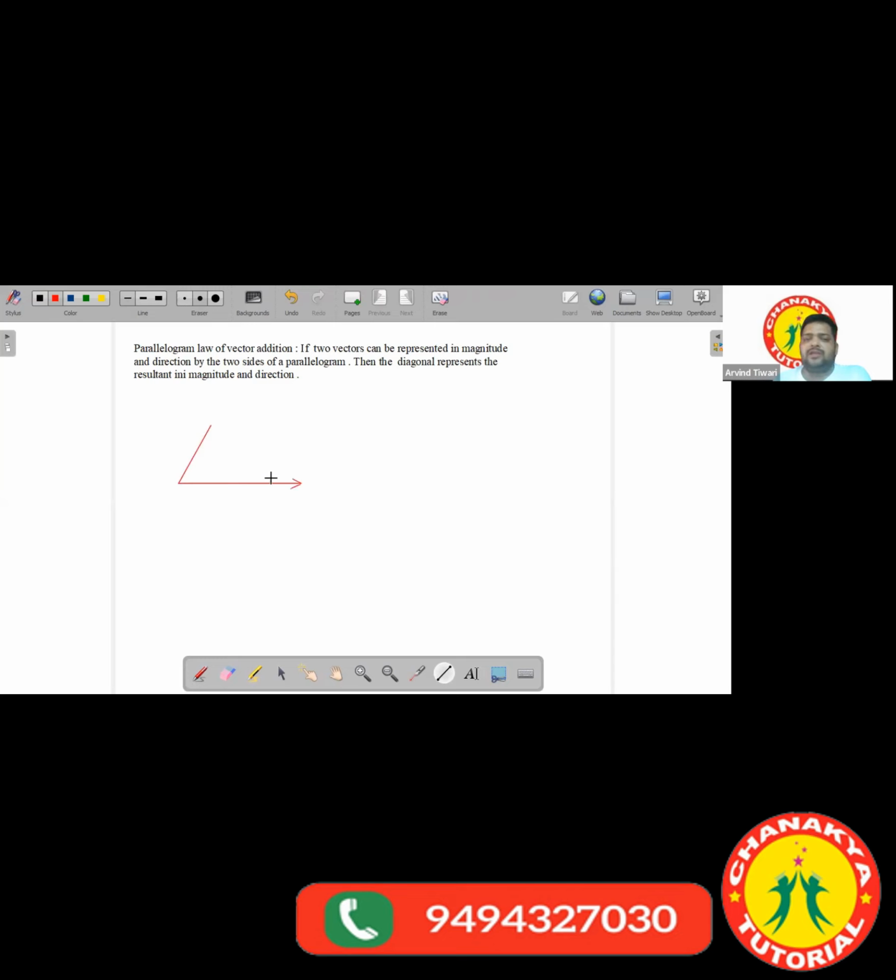So here we have two sides of the parallelogram, and they represent two vectors. Here we have vector A, and let's say this is vector B. Now, let the angle between vector A and B be theta. Let the two vectors A and B act at an angle theta.